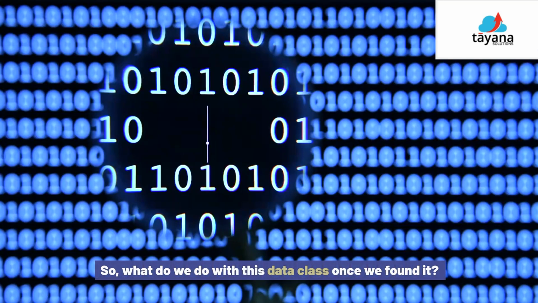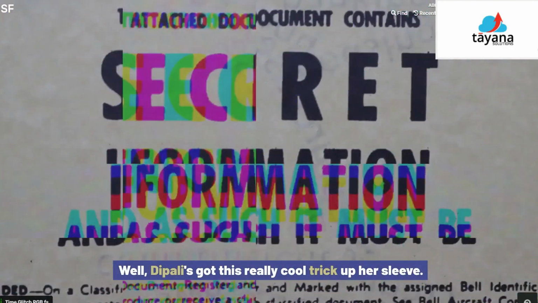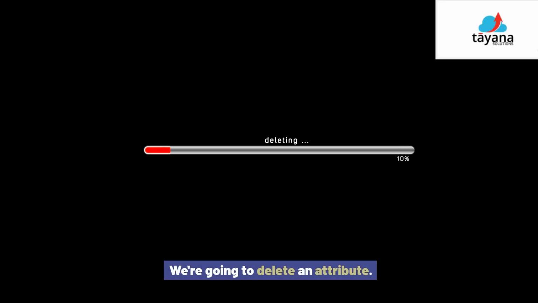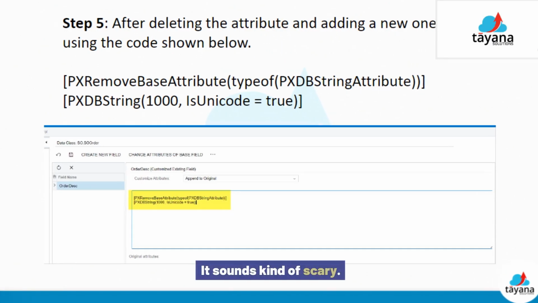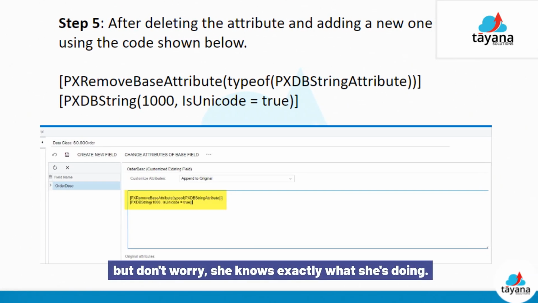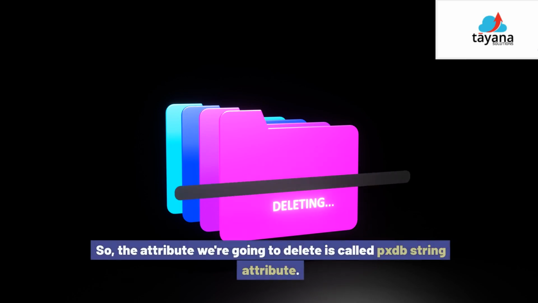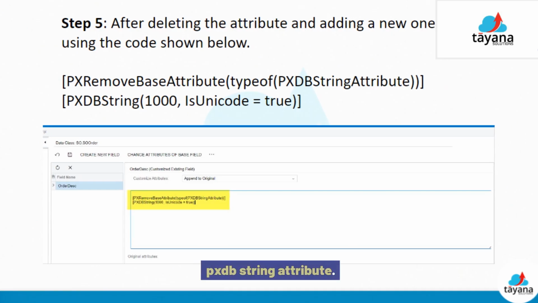So what do we do with this data class once we've found it? Well, Dipali's got this really cool trick up her sleeve. We're going to delete an attribute. Delete an attribute? Yep. It sounds kind of scary. A little bit. But don't worry, she knows exactly what she's doing. Okay, I trust you guys. So the attribute we're going to delete is called PXDBString attribute.